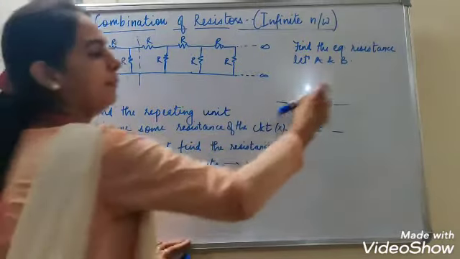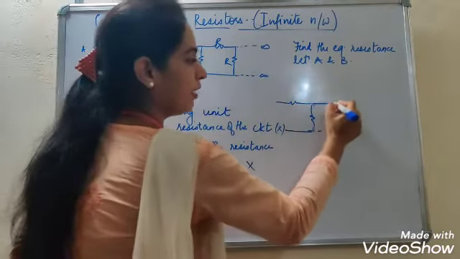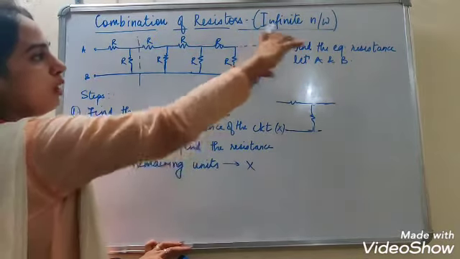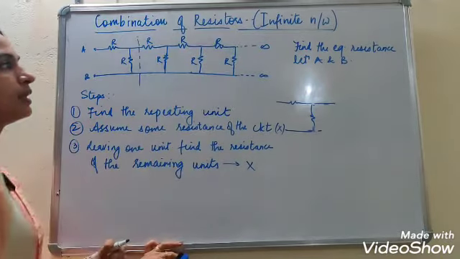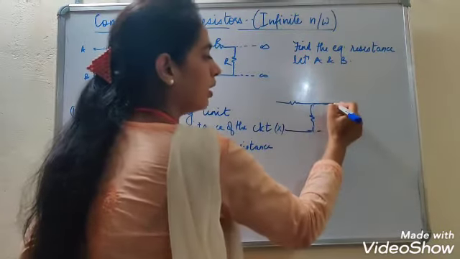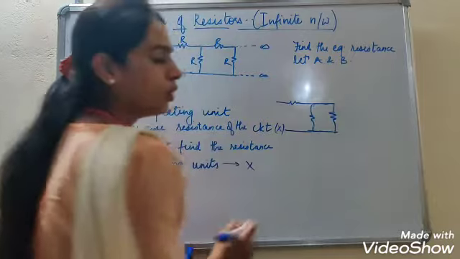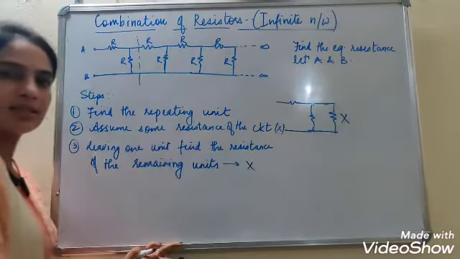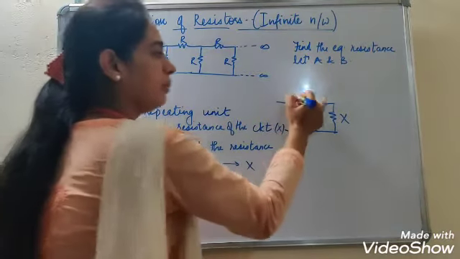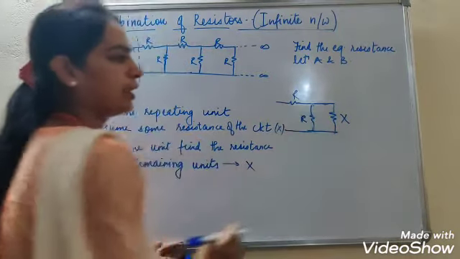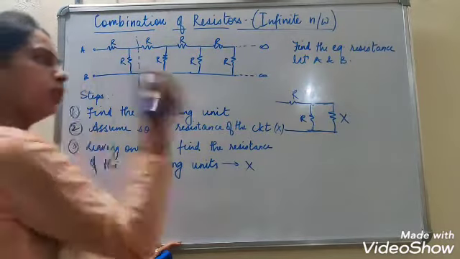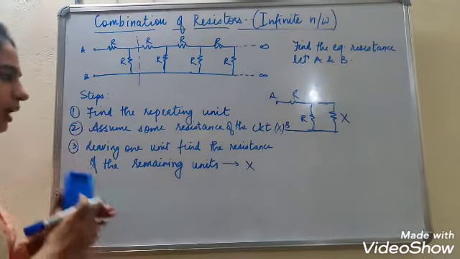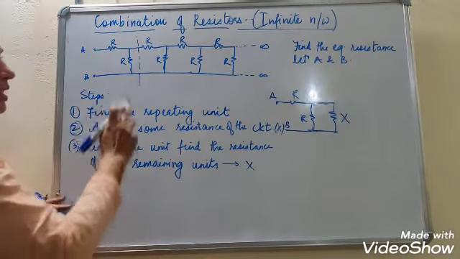And then complete the circuit. If this is the repeating unit and the whole resistance of the remaining circuit is X, then we can join this full resistance network like this and name it X, okay? And then the remaining circuit was R and R like this. So now you can find the equivalent resistance between A and B easily, okay? So let's solve. I hope you got the steps.